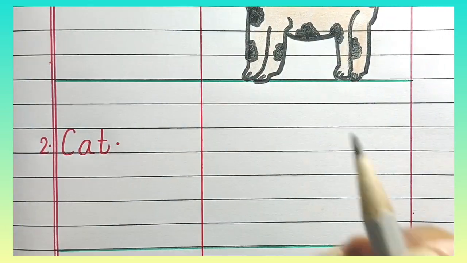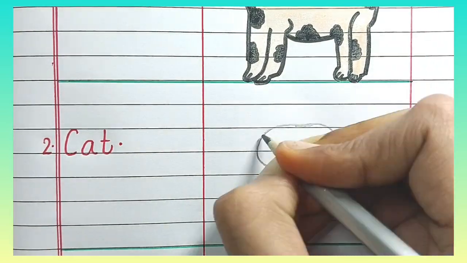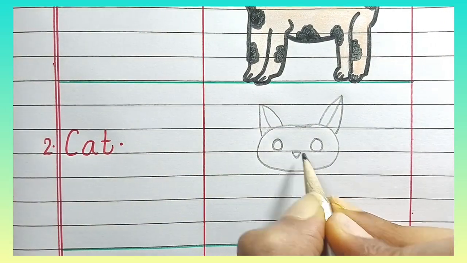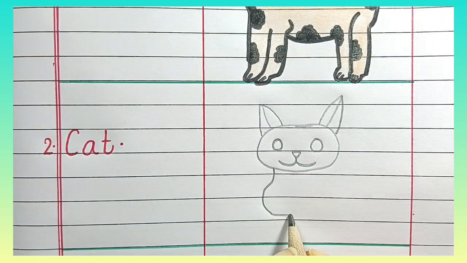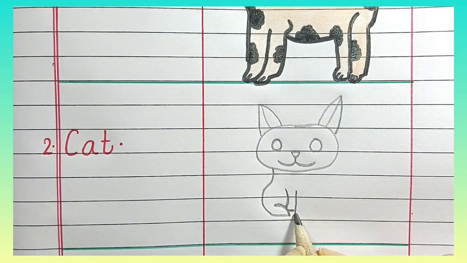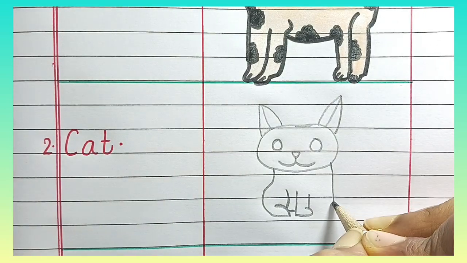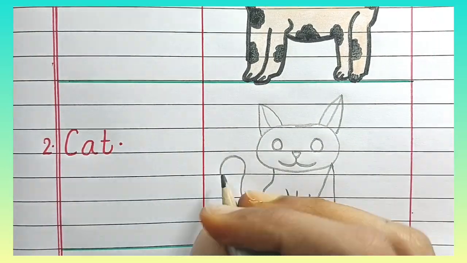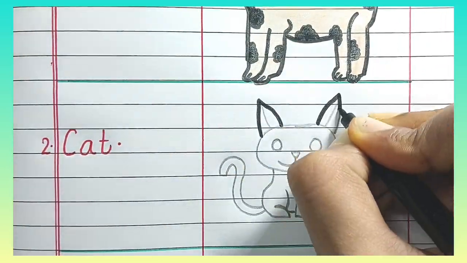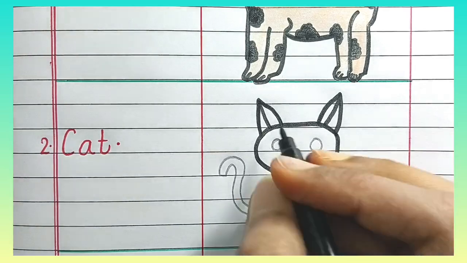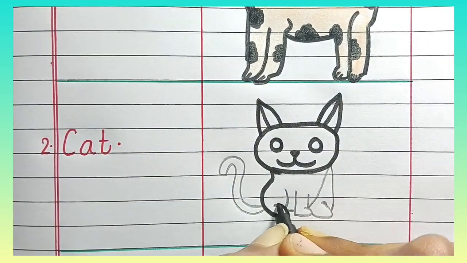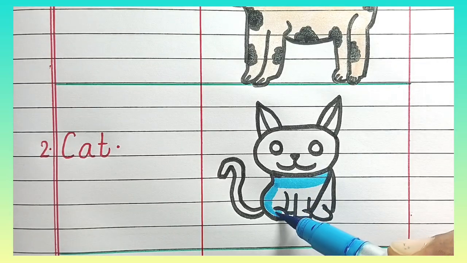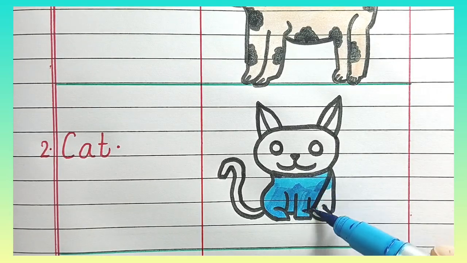Second line, cat. Now I am going to make a drawing of a cat. I am making the ears of cat, legs, tail. Now I am going to do black sketching. I am doing blue color to the cat.